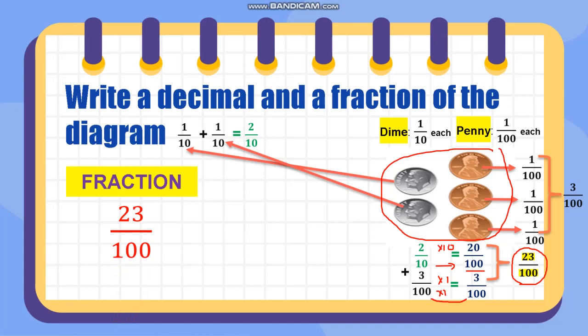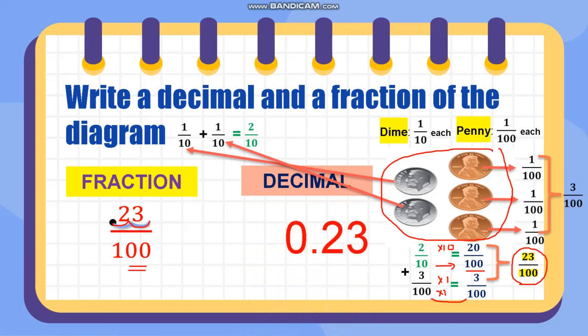So how are we going to change that into a decimal? We simply count the number of zeros. We have 2, so 2 movements going to the left: 1, and another movement, 2, so the decimal is there. The final answer for the decimal is 0.23, or we can read this as 23 hundredths. So the final answer is 23 hundredths and 0.23.